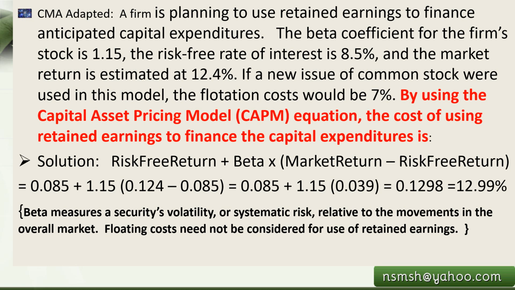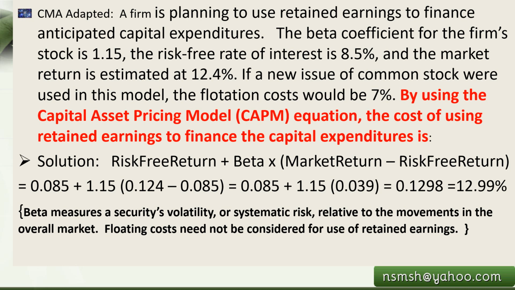The beta coefficient for the firm's stock is 1.15. The risk-free rate of interest is 8.5%, and the market return is estimated at 12.4%. If a new issue of common stock were used in this model, the flotation cost would be 7%. So everything is given: the market rate, growth rate, beta value, and the flotation cost.